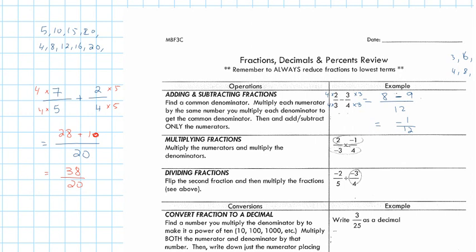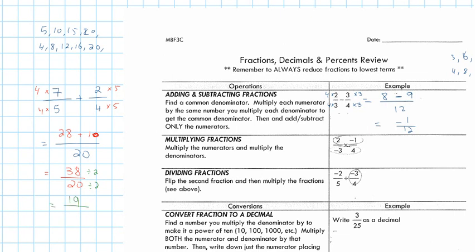Now, I can reduce this, right? What can I divide both 38 and 20 by? 2. I can reduce them both by 2. I might be able to, no, I won't be able to do 4. So I can divide both by 2. What's 38 divided by 2? 19 over 10.